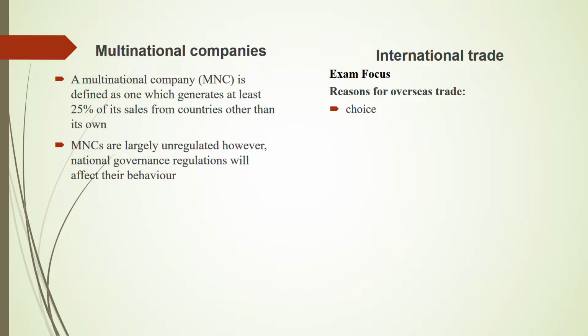Number 1, choice. You might want to go for overseas trade, it's your choice. Second, competition. Competition is so huge in your local market that you have to go for overseas trade, because you cannot compete locally, there are so many competitors. So it minimizes your profit margin, and you want to maximize your profit margin by expanding abroad. Now, economies of scale. You can produce for a larger customer base, hence you reduce your cost, so you achieve economies of scale.